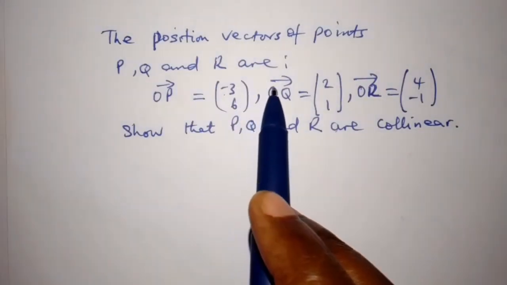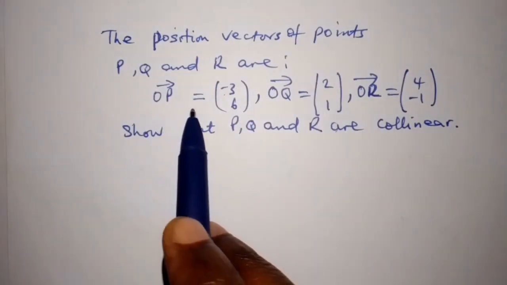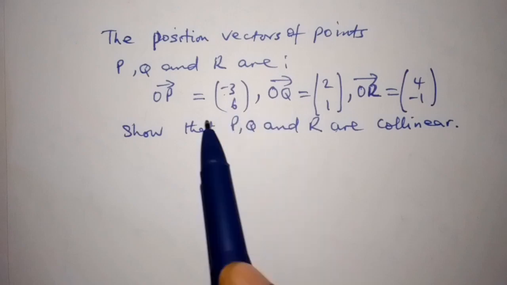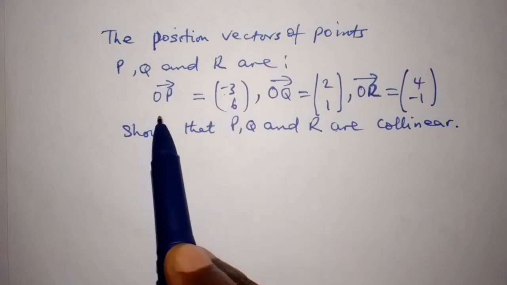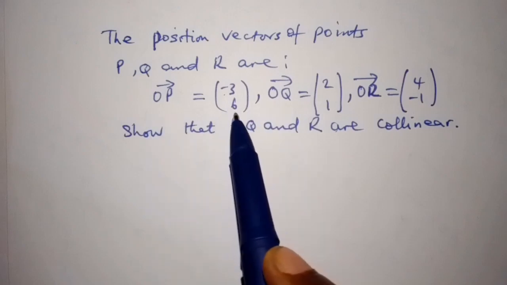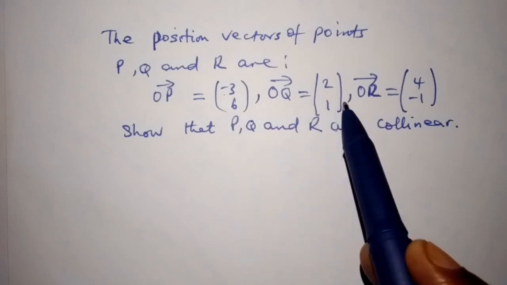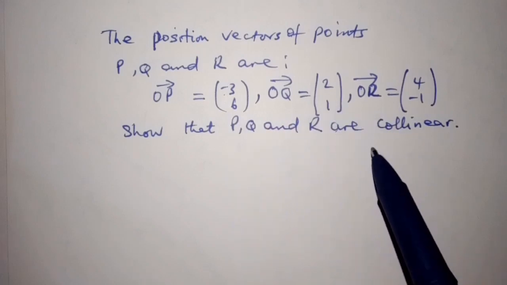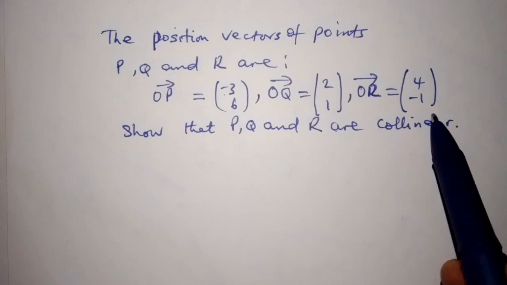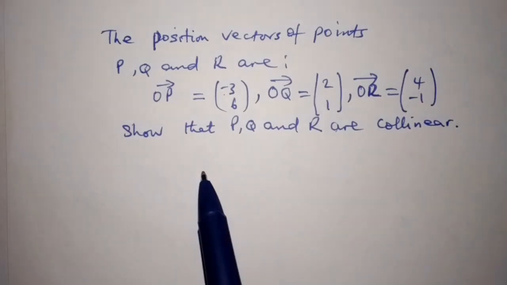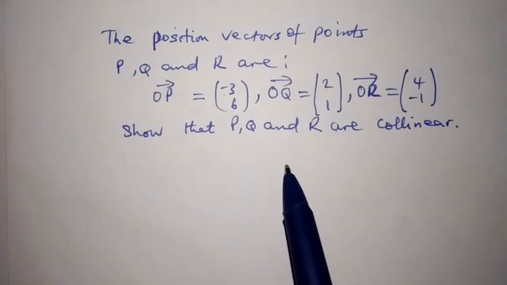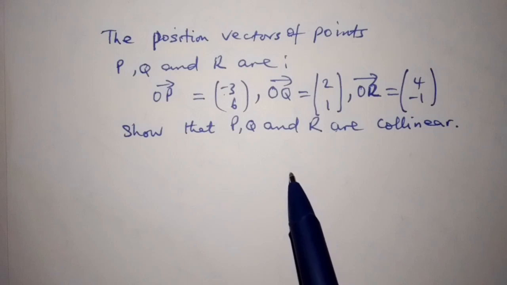The position vectors of points P, Q, and R are: vector OP is (-3, 6), vector OQ is (2, 1), and vector OR is (4, -1). Show that P, Q, and R are collinear.